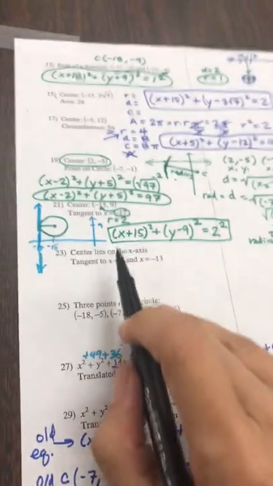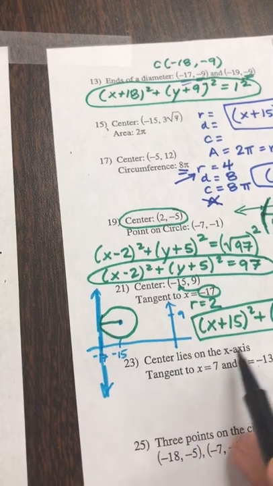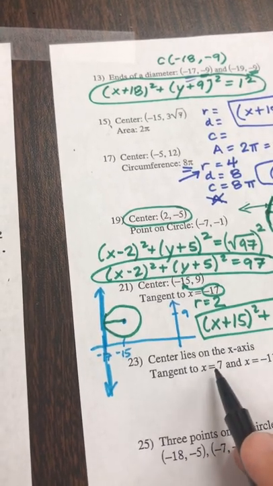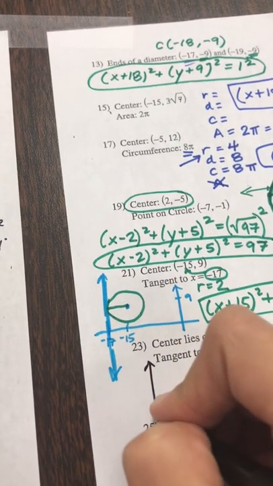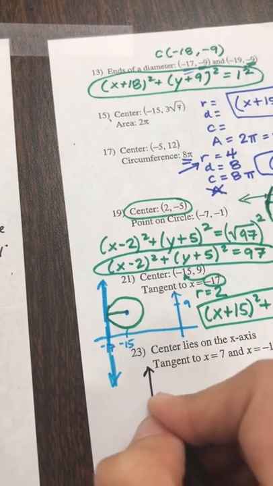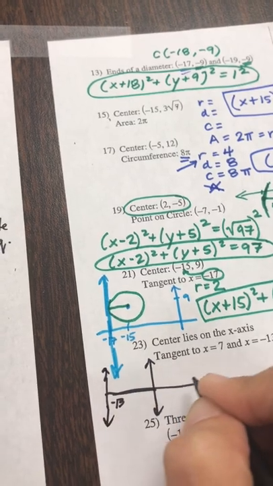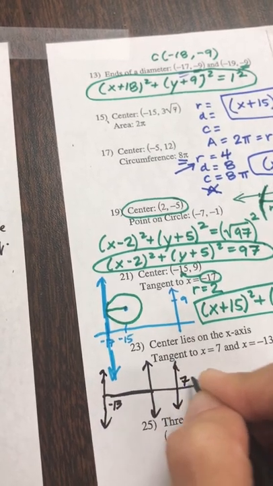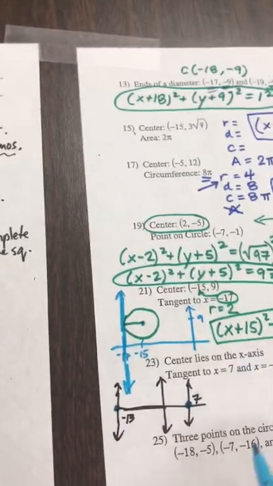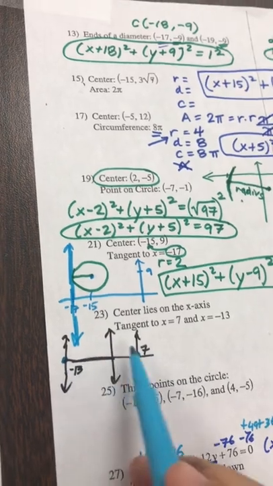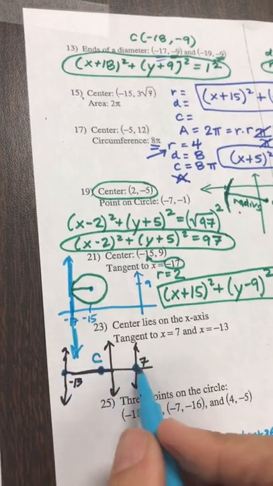Fun. Let's do another one. Making a quick sketch. The center lies on the x-axis. Ooh, that's pretty cool. And I have tangent lines at x = 7 and x = -13. So I have a tangent line at -13 over here and +7 over here. Okay, so +7, -13, they're double tangents. And the center lies on the x-axis. So here's my center somewhere in the middle.